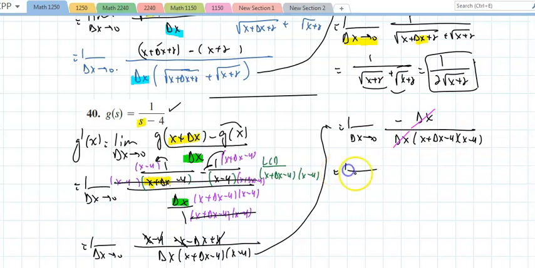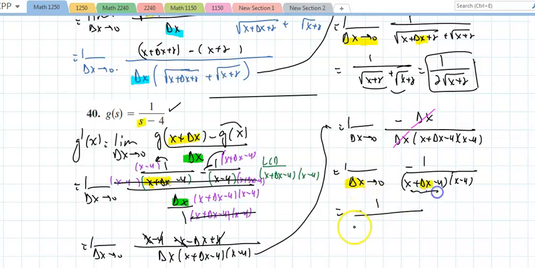and I'm left with the limit as delta x approaches 0 of negative 1 over x plus delta x minus 4. And how do we find limits? We always use direct substitution on all of these functions, rationals, radicals, you know, the usual from section 1.5. If you put a 0 there, isn't that negative 1 over x minus 4 times x minus 4? Isn't that negative 1 over x minus 4 squared?